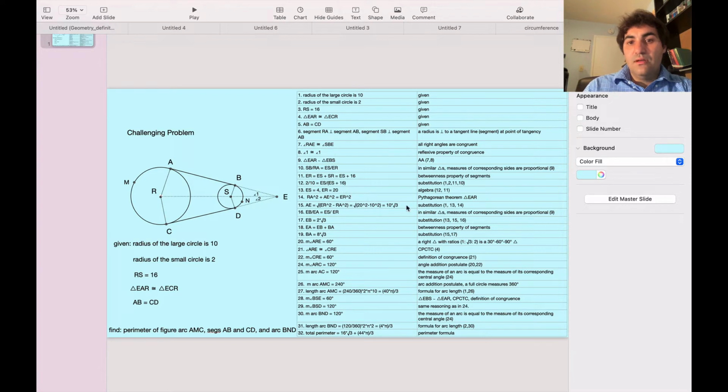Now we can apply the Pythagorean theorem to triangle EAR. RA squared plus AE squared is equal to ER squared, so we can solve for AE. AE is equal to the square root of ER squared minus RA squared. We plug in the values. ER is equal to 20, and RA is equal to AR, which is 10, because it's the radius of the large circle. So we end up with 10 times the square root of 3.